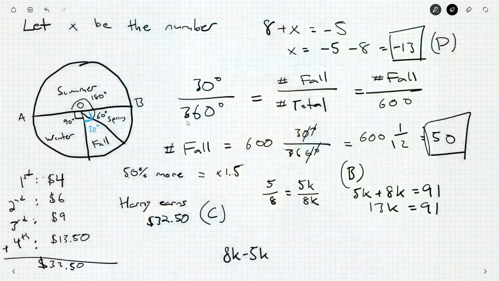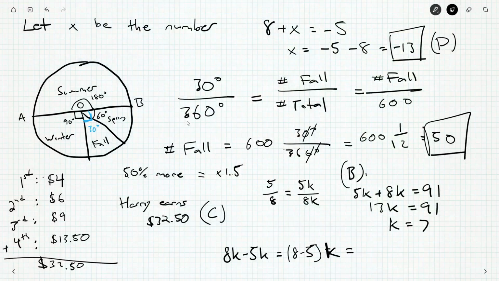Okay, side note over. But we've got 13 times k is equal to 91. Divide both sides by 13, you get k is equal to 7. Alright, well, here's the expression we want. We can factor out the k, so we get 8 minus 5 times k, so that'd be 3k, so it's going to be 3 times 7, 21.